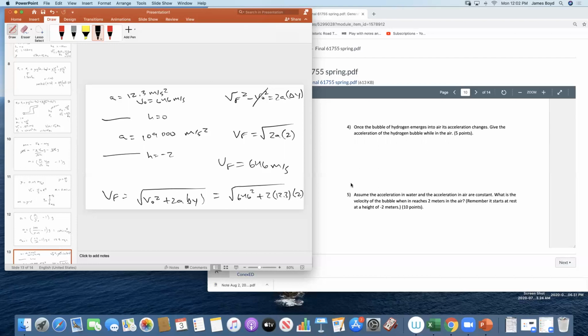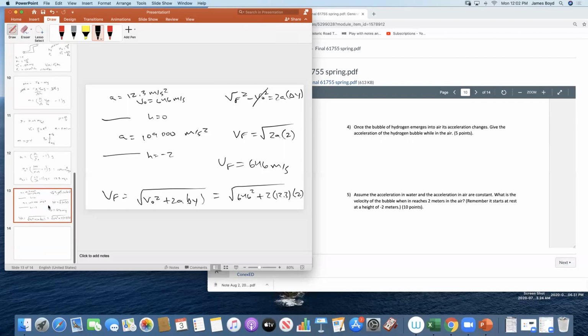So this is really just a problem about buoyancy, and there's a little bit about constant acceleration in here, which is where the cumulative part of this test comes in. You have to know how to do this part.